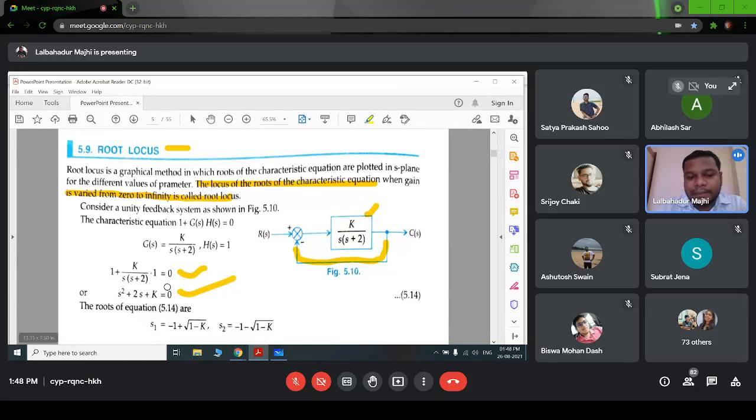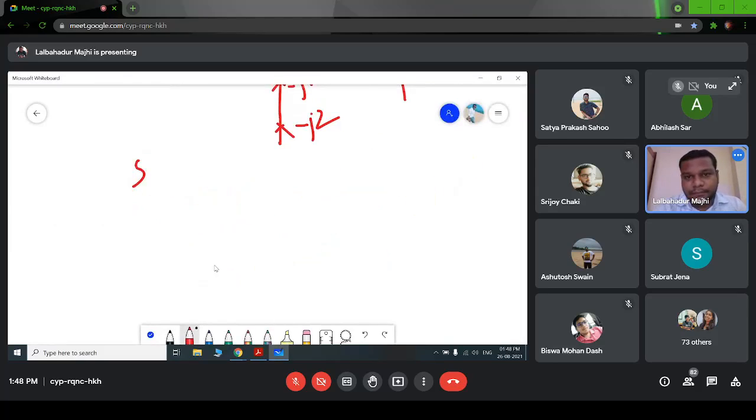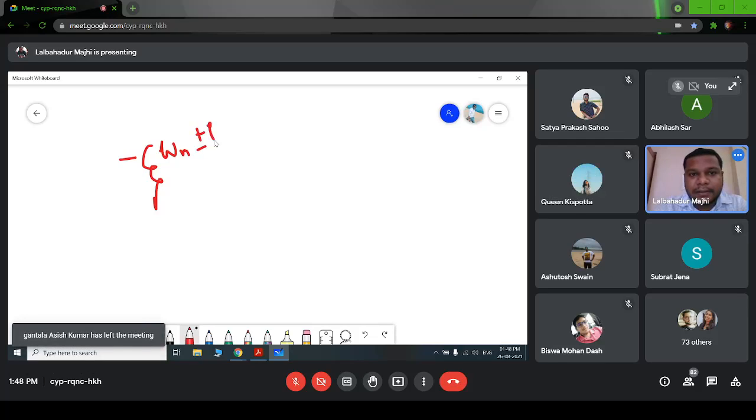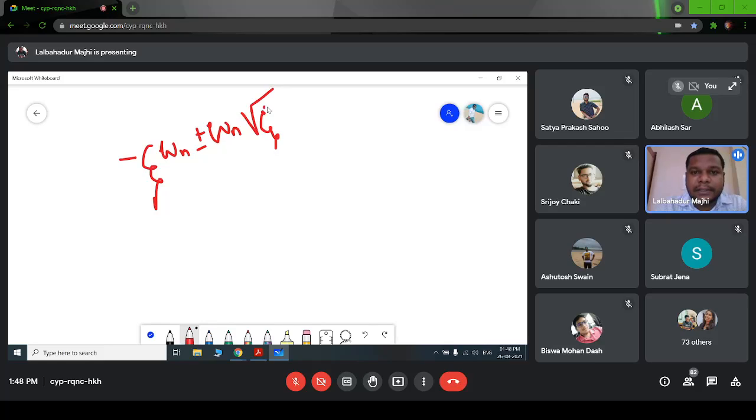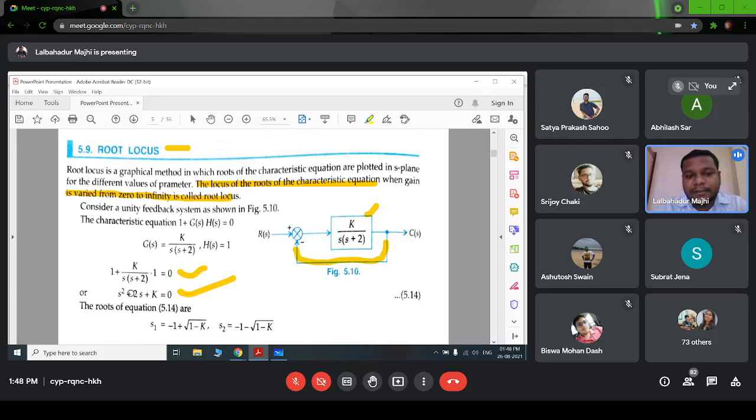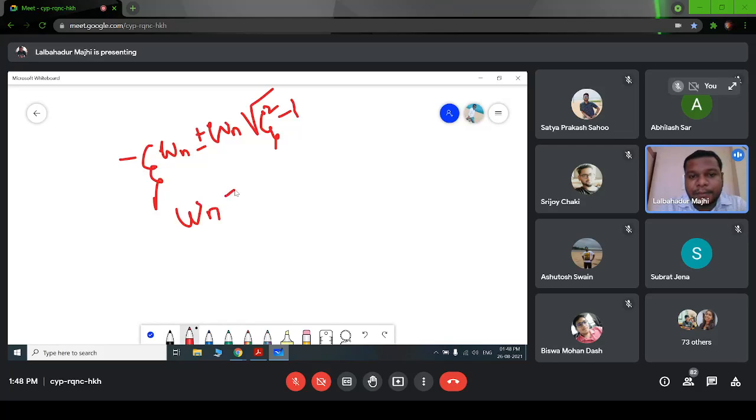So we can determine the roots from here, right? We can determine the roots by using this formula also. We know for a second order system, the roots are minus zeta omega n plus or minus omega n root over zeta square minus 1. So we have to determine from this equation what zeta and omega n are. We can see omega n square is k here, right? So omega n square is k, so omega n is root over k.